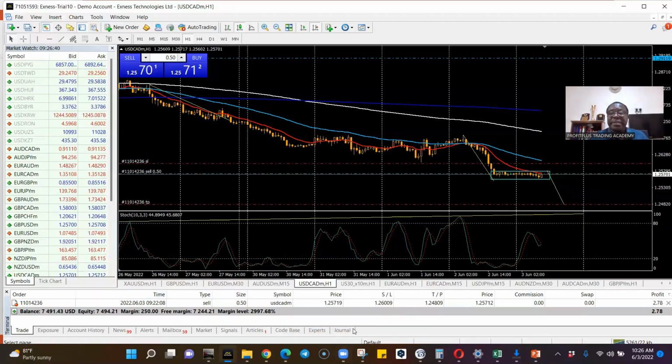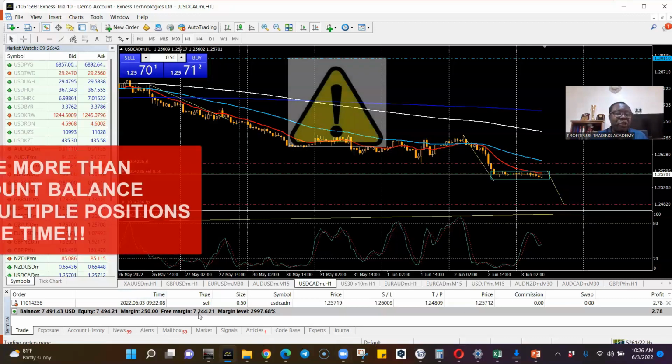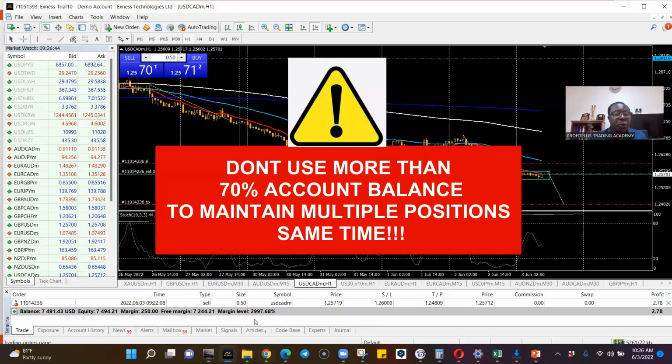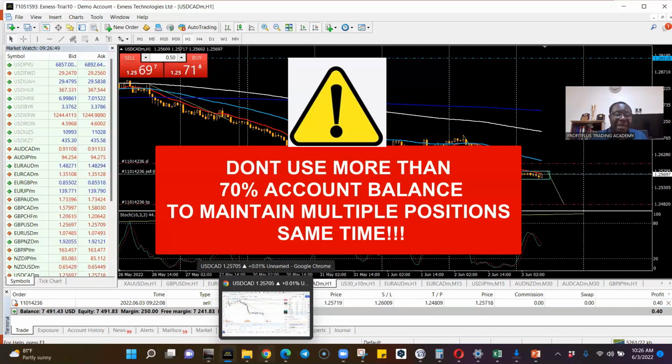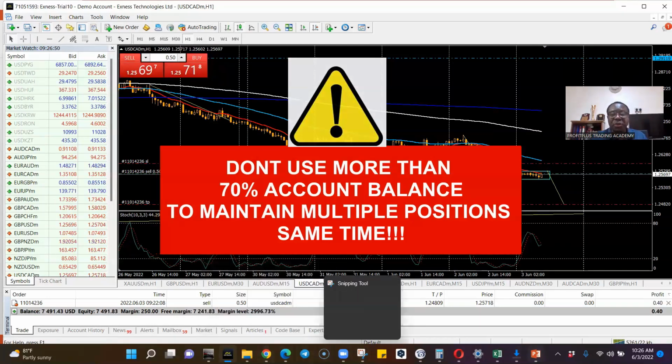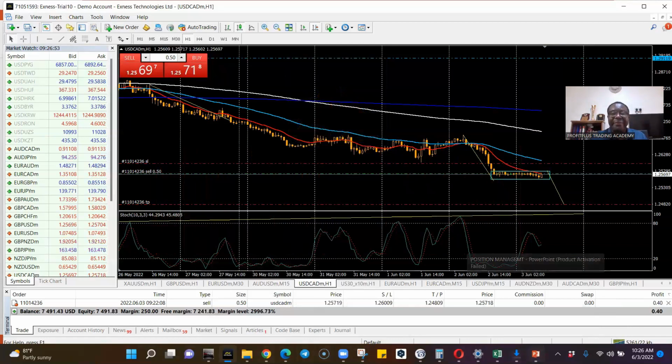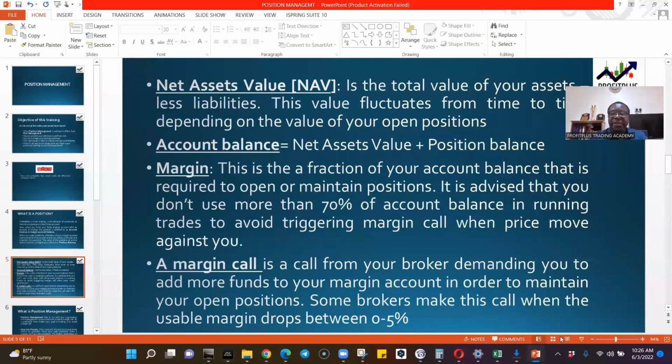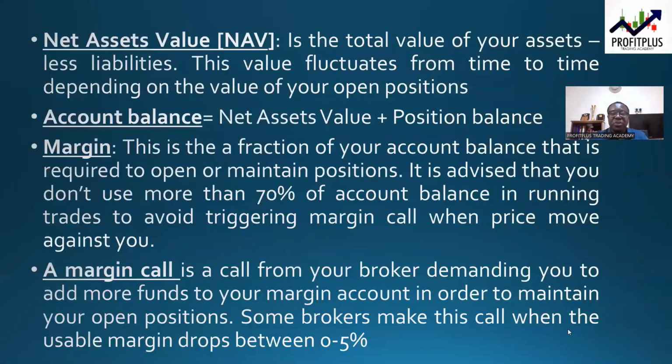All right, so it's still advised. So we are saying that you should not use more than 70% of your entire account balance in running positions at the same time. It is risky. That's what we're trying to drive at, is risky. Now, what's the margin call?